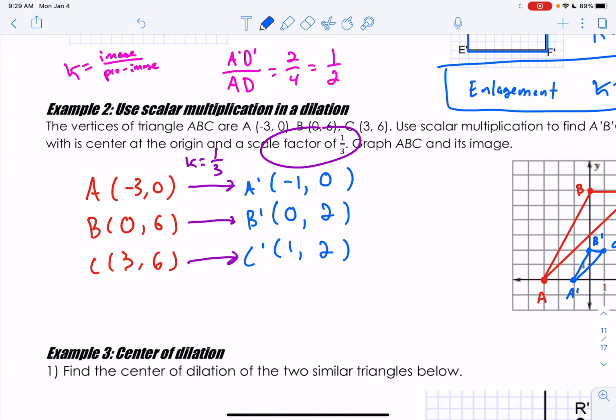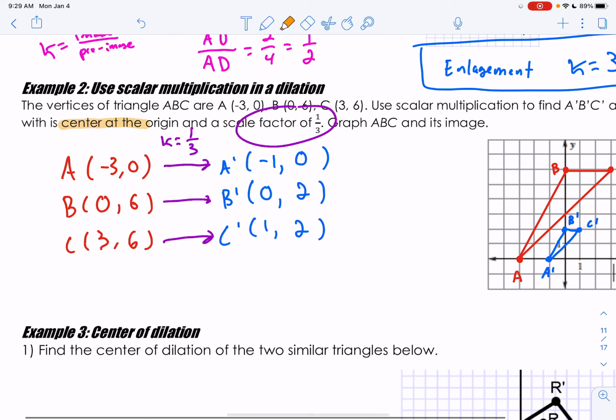This is an important thing to point out here, guys: we use scalar multiplication only when the dilation center is at the origin, that is (0, 0). It's the only time I can use scalar multiplication. We will dilate about points that aren't the origin, but we'll talk about that more in depth tomorrow in class. So again, if we have a dilation center at the origin, we just use scalar multiplication.